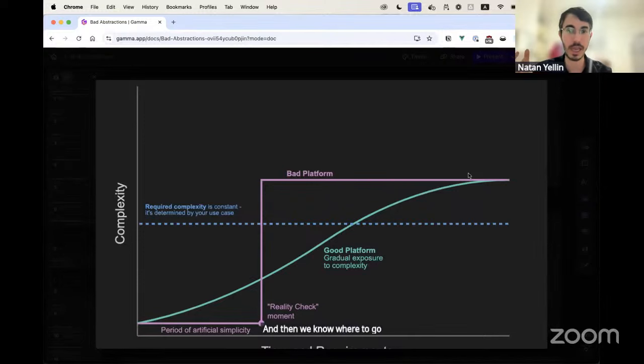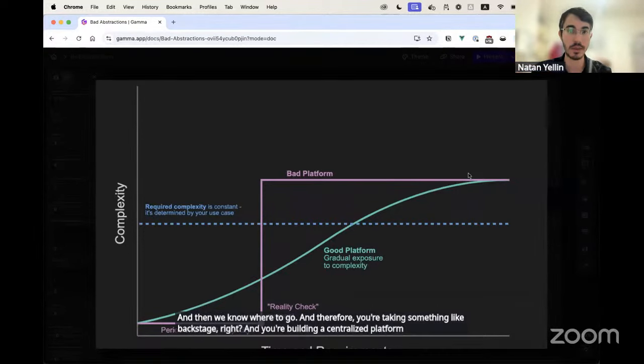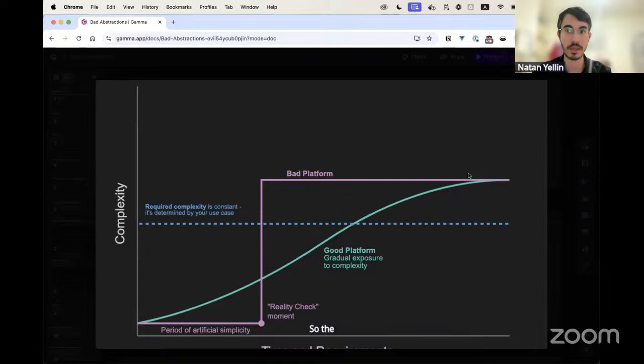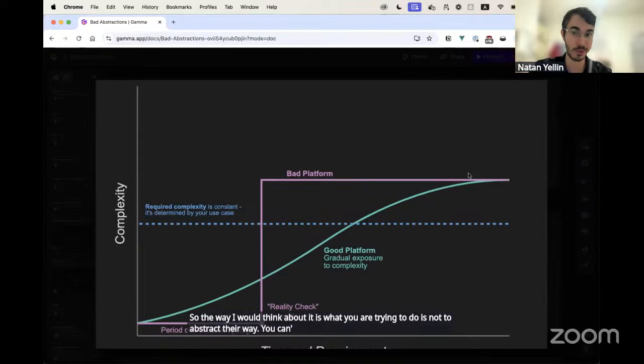And therefore, you're taking something like Backstage and building a centralized platform. Now suddenly you have to plug in all these different UI elements to bring all those in. And that becomes really challenging. So the way I would think about it is that what you are trying to do is not to abstract that away. You can't abstract it away. All those things exist for a reason.